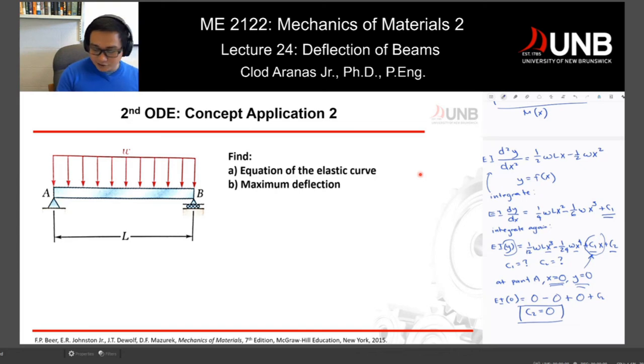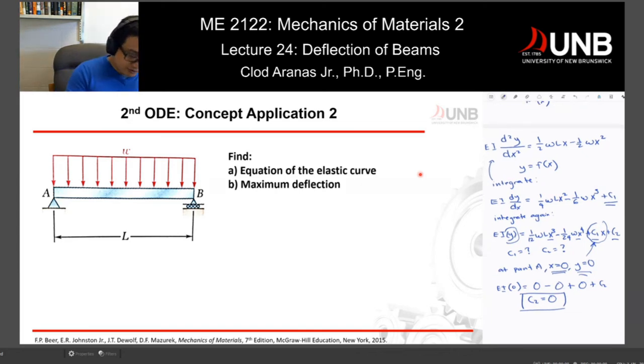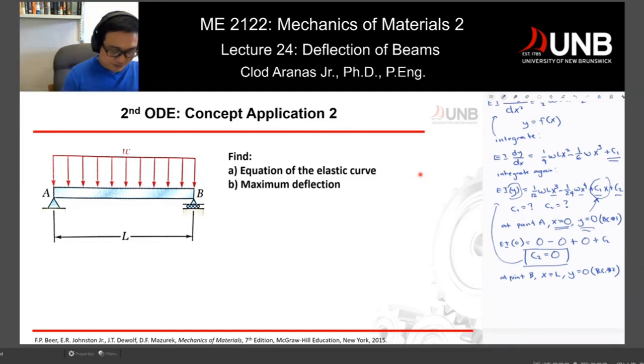Now, I have the value of my C2. I can substitute it into my original equation right there. But I don't have C1 yet, so how can I determine my C1? So I'm going to call this boundary condition number 1, and for boundary condition number 2, I'm going to use point B: my x is equal to the full length of my beam, L, and my y right there is equal to 0. So that would be the condition for my second boundary condition.